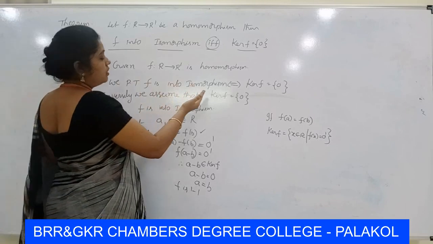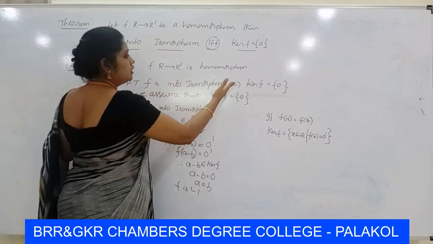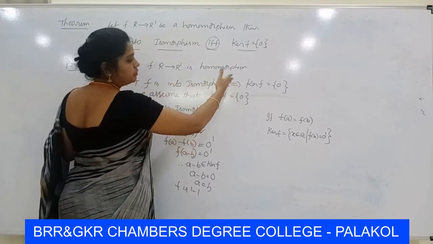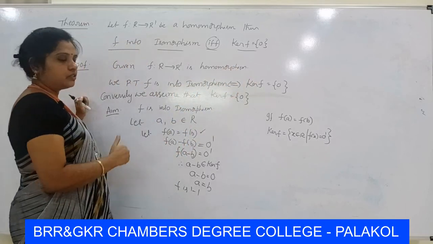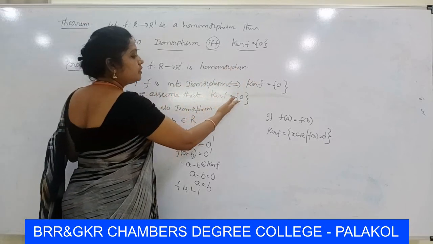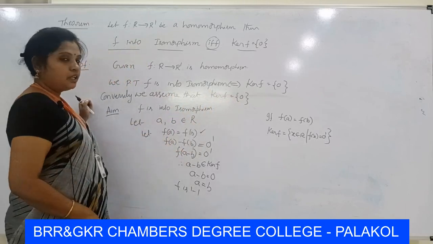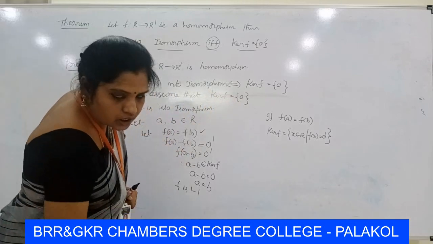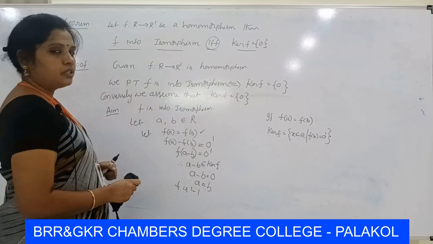So first we assumed that f is an into isomorphism and proved kernel f is equal to singleton 0. Conversely, we assumed that kernel f equal to singleton 0, and we have to prove f is an into isomorphism. That is, we have to prove f is one-one.